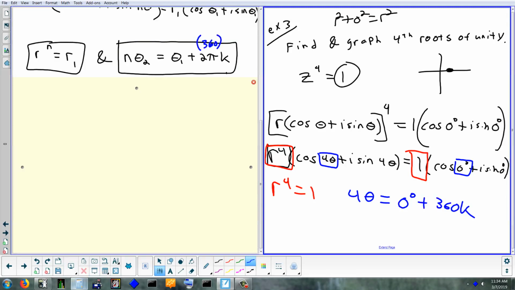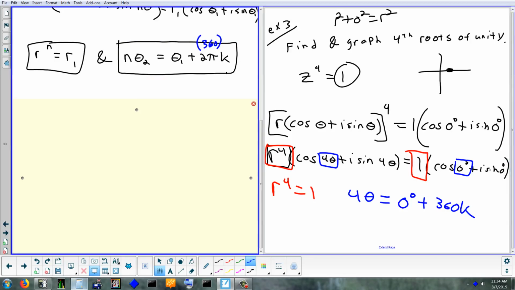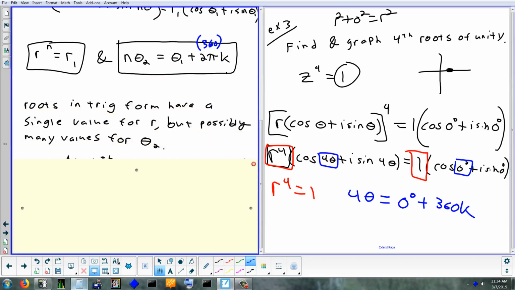So it's a little bit to get used to, but once you do a couple, it's not as bad. First one's a little rough. When you're finding roots in trig form, you only get one answer for r. R is always the same, but you get many values for theta. How many answers? Depends on the root. You always get as many answers as the index of your root. So we're going to get 4 answers here.